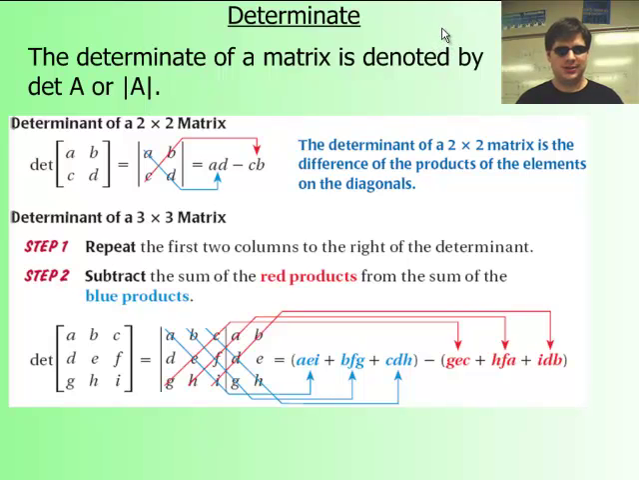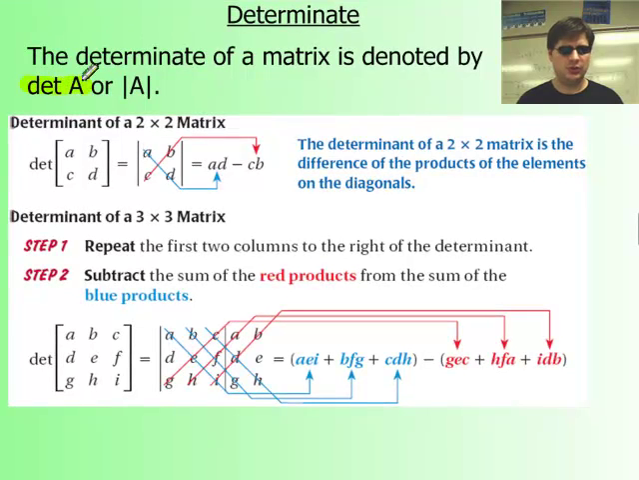A determinant is a special number related to matrices, and it's a number that has a lot of different uses. And this special number is denoted by saying det A, short for determinant A, or more commonly, you will see this: A with a couple bars on either side. It looks like the absolute value sign, but because we have a capital A, which represents a matrix, it changes its meaning to mean determinant.